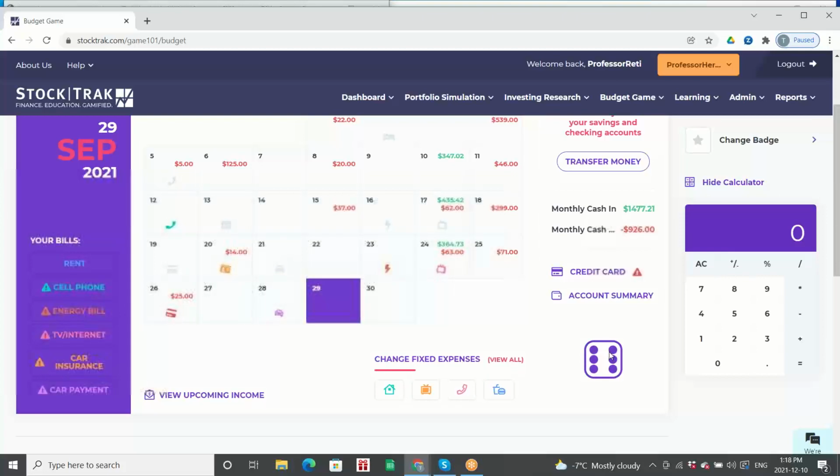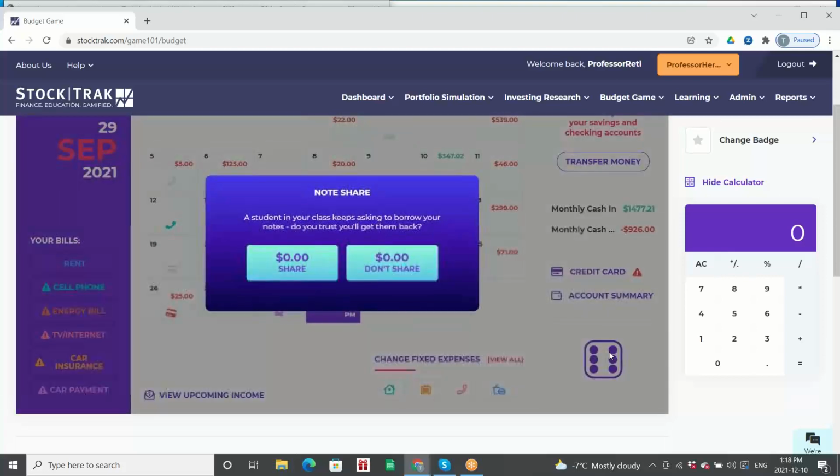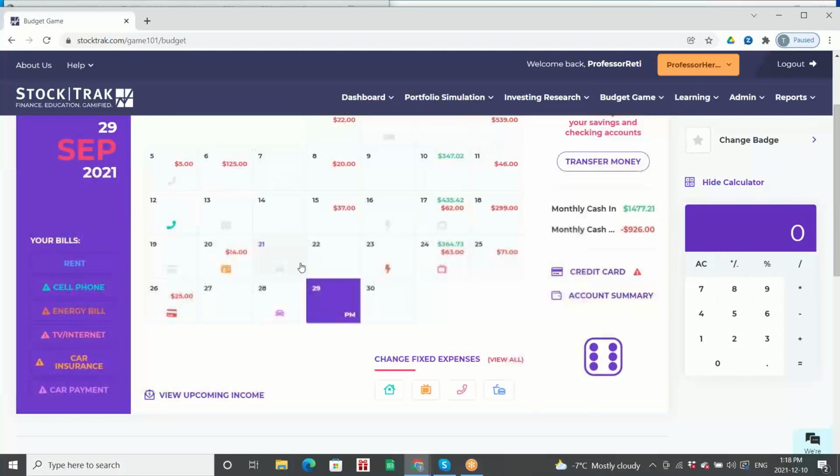So the game at this point is progressing on its own. Great. Note share. A student in your class keeps asking to borrow your notes. Do you trust them to get them back? So I think this is a life choice. You know what? I'm going to go ahead and share my notes. I'm a good student, so I'm going to go ahead and share my notes. Let's go on to the next one.